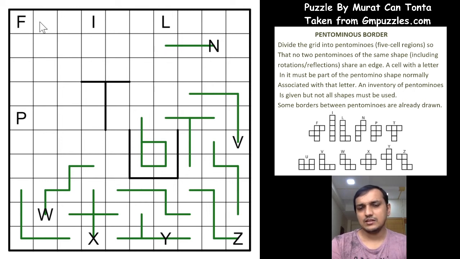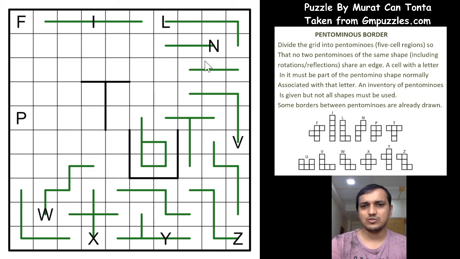Okay, I forgot to mention that. If you see the I, there is only one way. Actually there are two ways, either this way or the other way, right? So we got the I. Now the L has to continue this way, and the N has to continue this way.